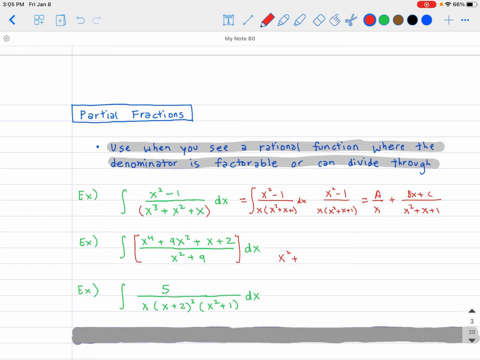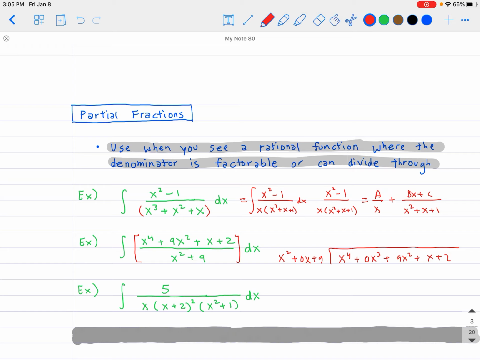So you're going to have to take your x squared plus 0x plus 9 and then divide through with the other part. So we have x to the 4th plus 0x cubed plus 9x squared plus x plus 2. So you do your long division to figure out what this is equal to. And whatever your answer is, it is going to be a polynomial plus some sort of residual, which you can hopefully integrate then.